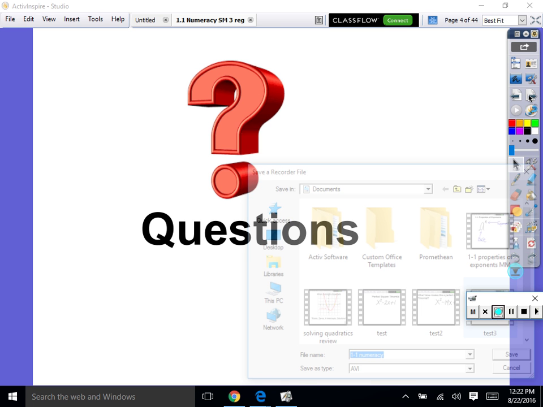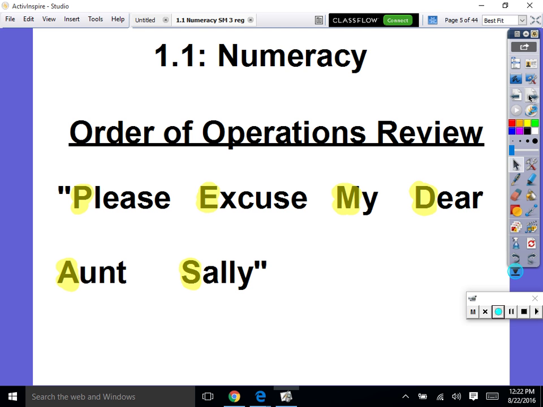All right, so order of operations. This is the order in which you simplify an expression. You've got to do it in this order to simplify it correctly. This is all a review.